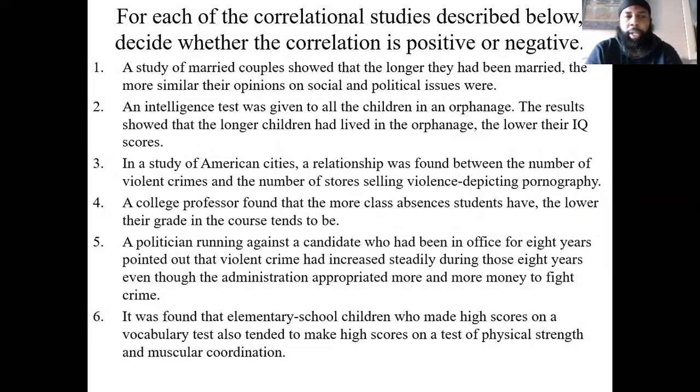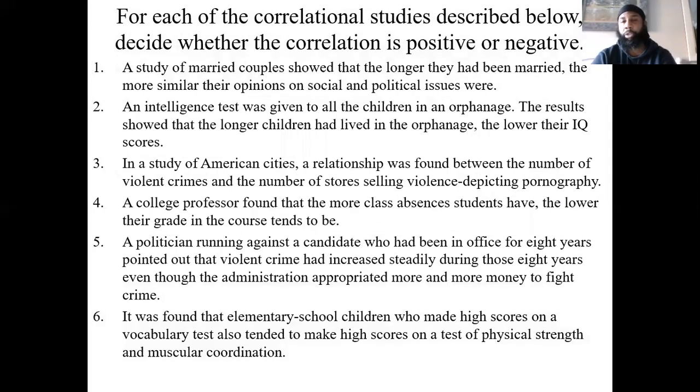So if we were in class, we would go through each of these, right? But for now, on your own, given the information I've given you and what's in your book, I want you to go through these. I want you to decide whether the correlations are positive or negative, okay? So go through each of these and then figure that out, right?